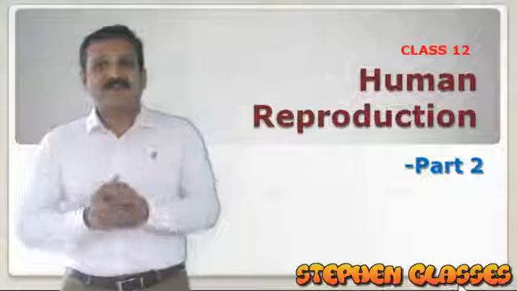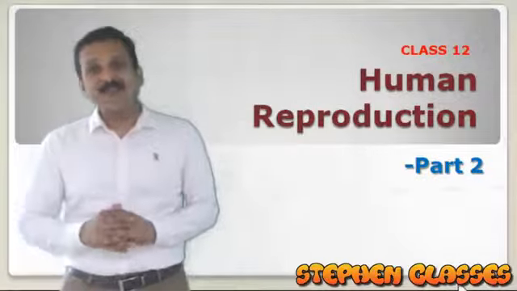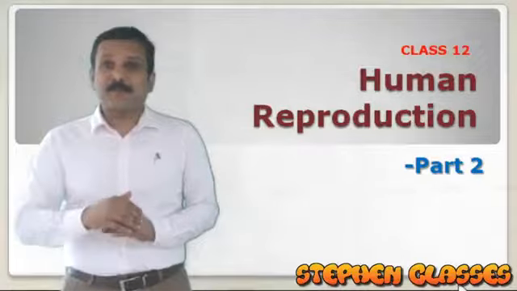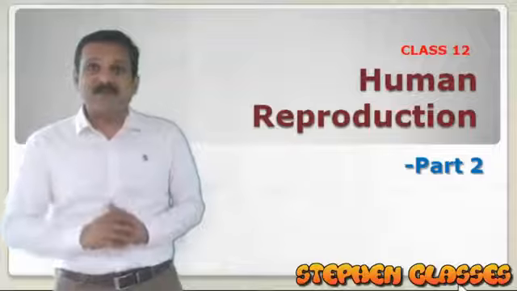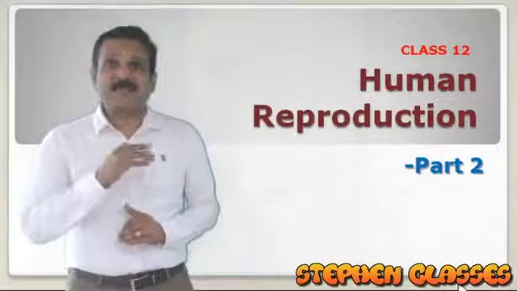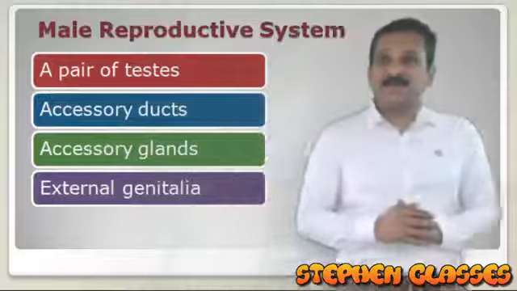Welcome to the second part of human reproduction. In this second part, we are going to discuss the male reproductive system. In the case of the male reproductive system, there are different parts. What are the different parts in the human male reproductive system?